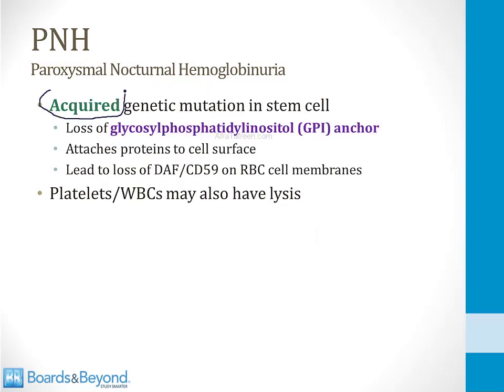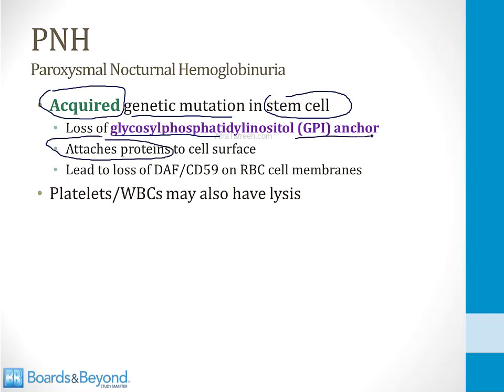PNH is an acquired condition. It results because at some point in a person's life, for reasons we don't completely understand, they develop a genetic mutation in their hematopoietic stem cells. These mutations lead to loss of something known as a GPI anchor molecule. GPI stands for glycosyl phosphatidylinositol. And these are large lipid and glucose molecules linked together that serve as anchors in the red cell membrane. And what they do is they attach proteins to the surface. So when you lose these GPI anchors, you cannot attach proteins to the surface. And as a result, the red cells lose DAF and CD59 like we talked about on the last slide. This leads to lysis by the complement system.